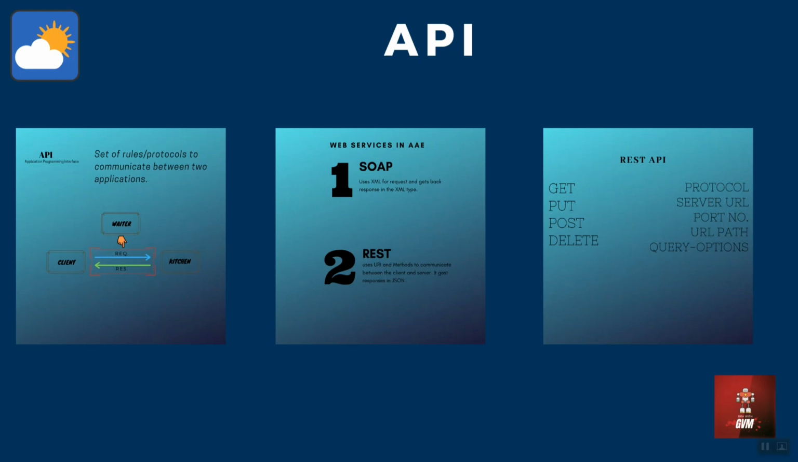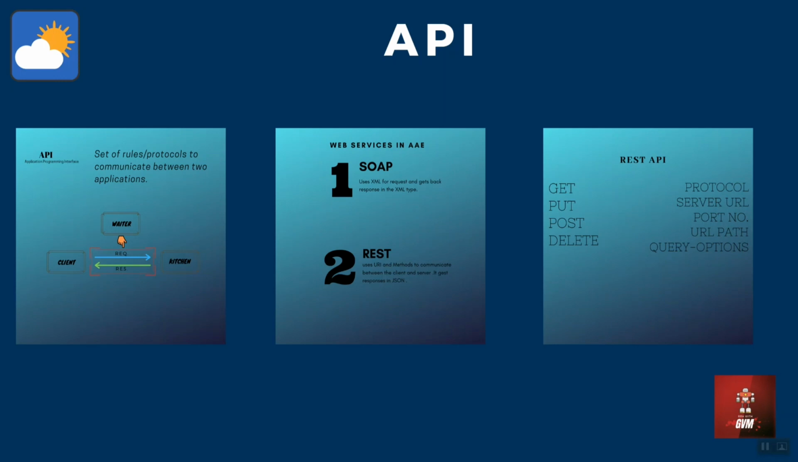In Automation Anywhere, we have two inbuilt web services, SOAP and REST. SOAP uses XML for a request and gets back the response in XML type, and REST uses a URI and method to communicate between the client and the server. So URI and method, right? It is going to get JSON as the desired output.